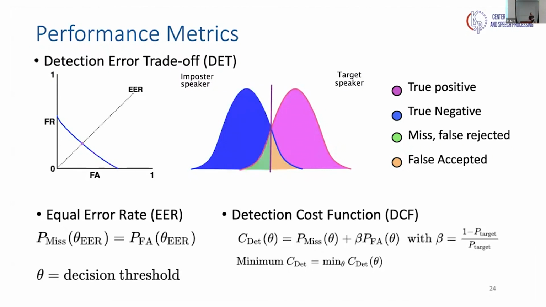So if you have a system that is very good, you will need millions of trials, so you get at least a few hundred or a few thousand errors, right?